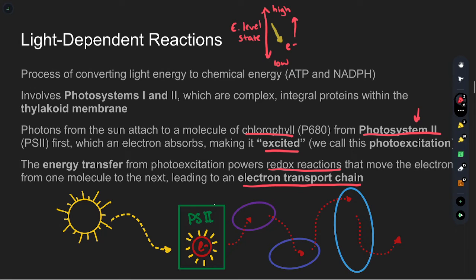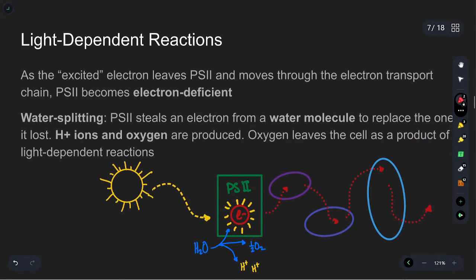PS2, once it gives away its electron, is electron deficient, and it needs an electron donor in order to resupply those lost electrons. And it does so in a process called water splitting. This is the process of oxidizing water into oxygen, which releases protons and electrons. The electron goes to PS2 so it can be replenished. Oxygen leaves as a byproduct of light-dependent reactions.